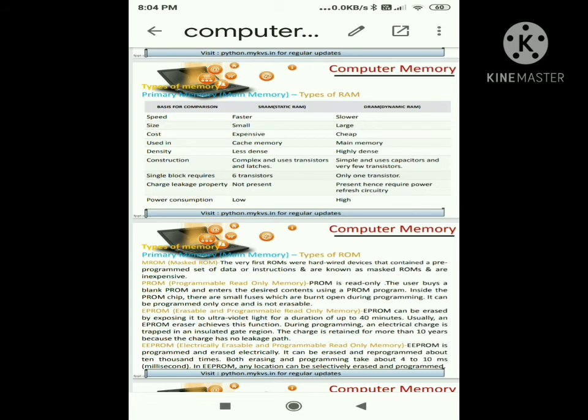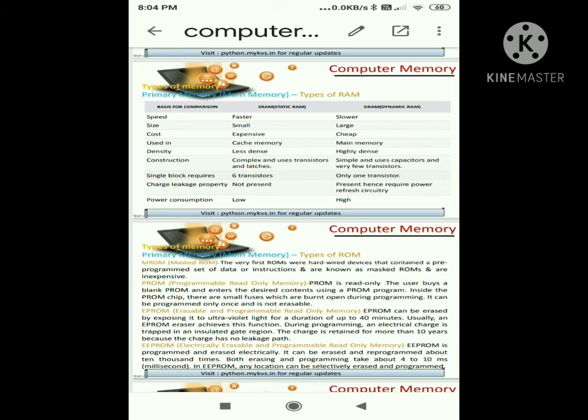It can't be erased. EPROM, erasable and programmable read-only memory. This is the full form of EPROM. So EPROM can be erased by exposing it to ultraviolet light for a duration of up to 40 minutes. Usually, an EPROM eraser achieves this function. During programming, an electric charge is trapped in an insulated gate region.